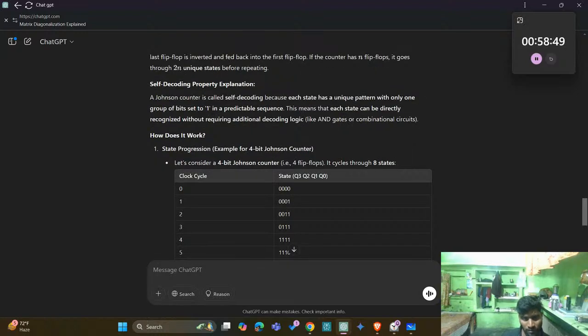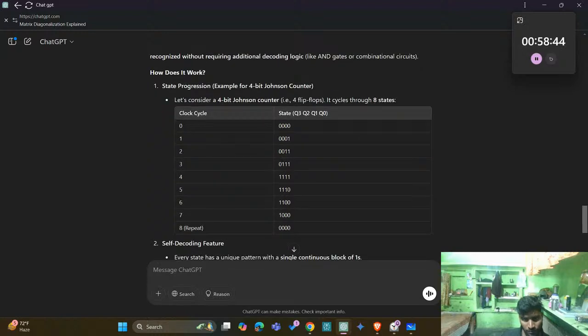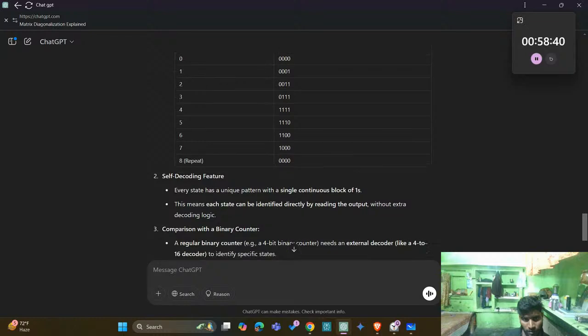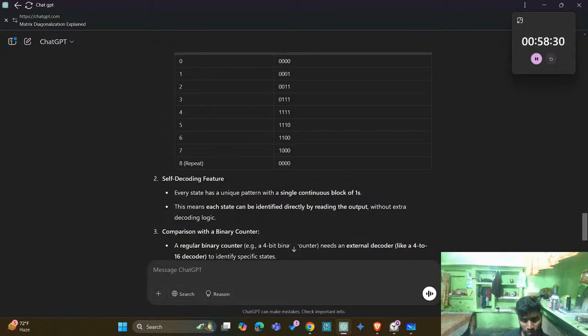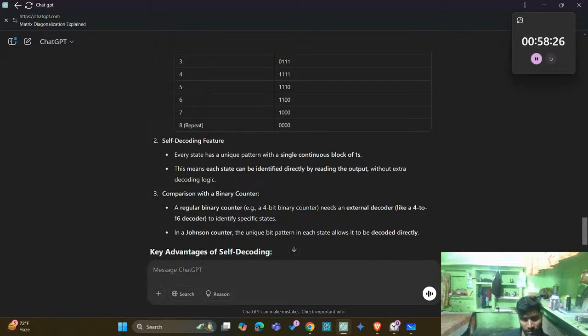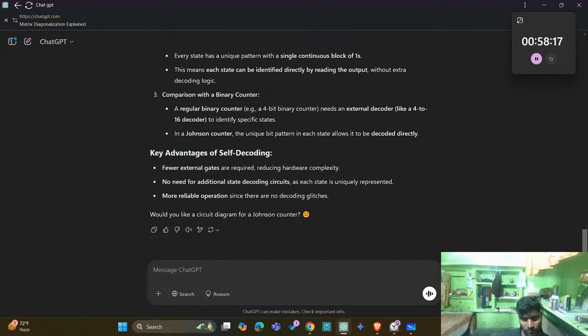How does it work? 0 0 0 1 1 1 1 1 1 1 1 1 0. Every state has a unique pattern with a single continuous block of ones. This means each state can be identified directly by reading the output without extra decoding logic. Comparison with a binary counter: a regular binary counter uses an external decoder to identify the state, while the unique state pattern here allows direct identification.